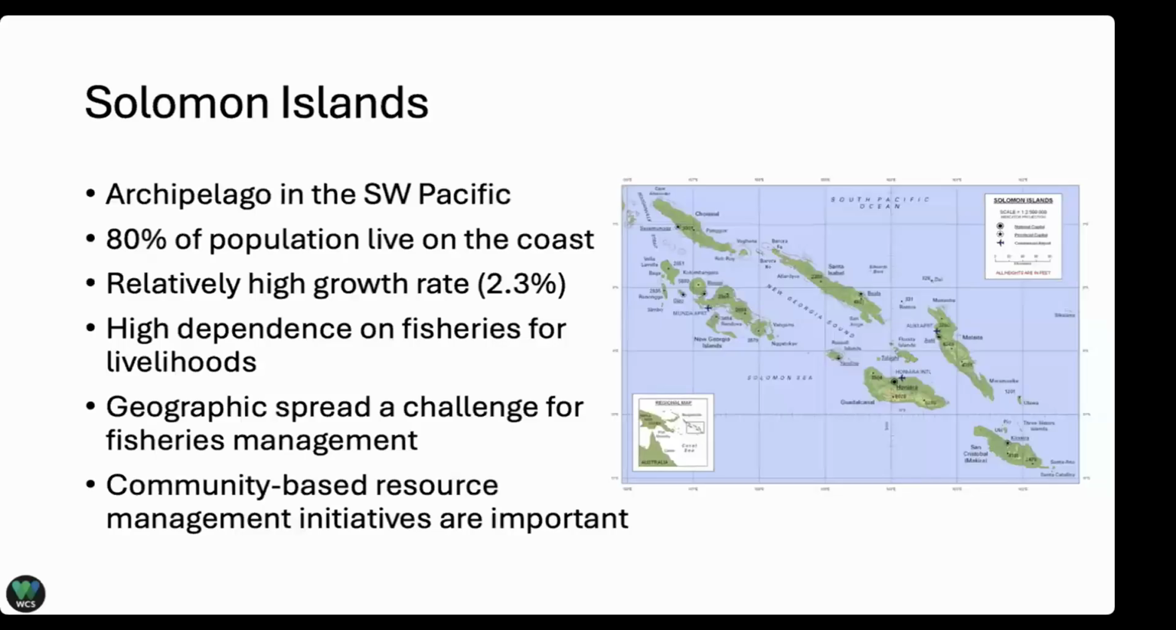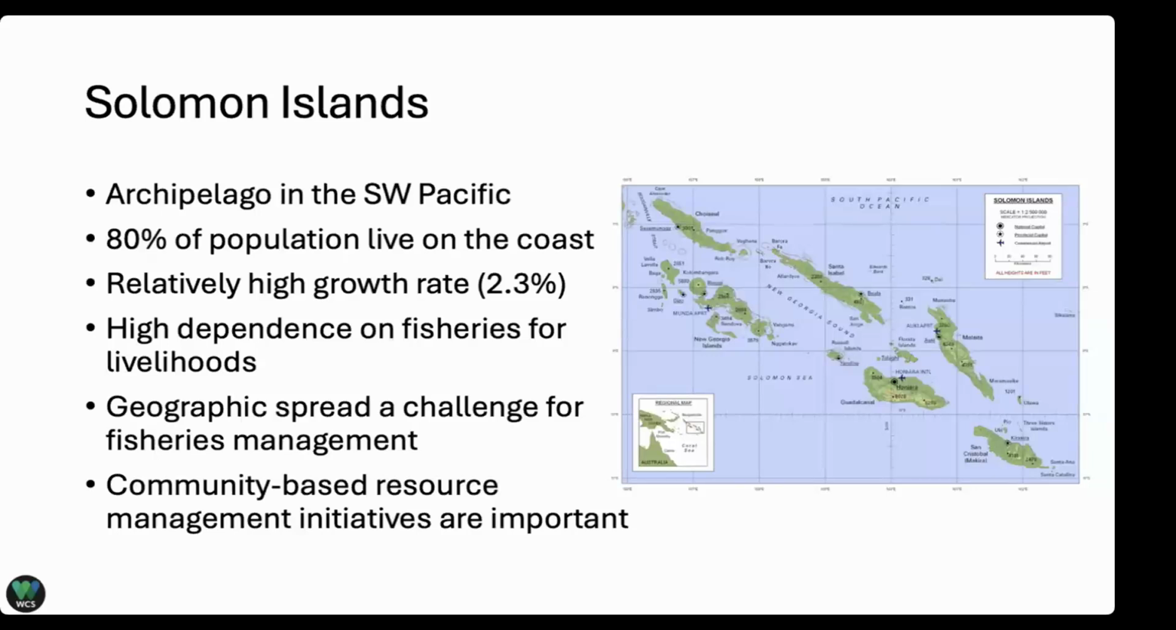Okay, very quickly, Solomon Islands is an archipelago located in the southwest Pacific. It's about a 3-hour flight northeast of Australia. It's got one of the highest population growth rates in the Pacific, with 80% of the population living in coastal areas.